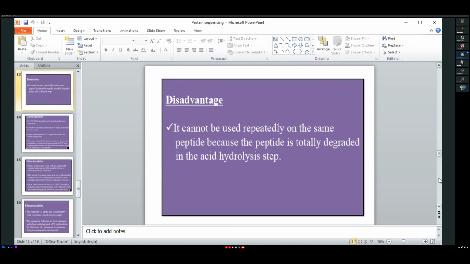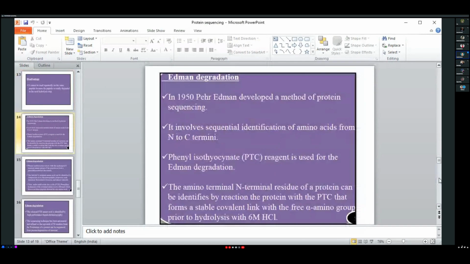What is the disadvantage of this process? It cannot be used repeatedly on the same peptide because you have degraded the peptide. So each time after a few steps, you have to take a fresh protein and do it again. So it's very tedious in nature.